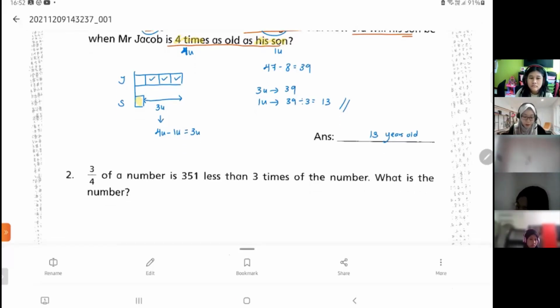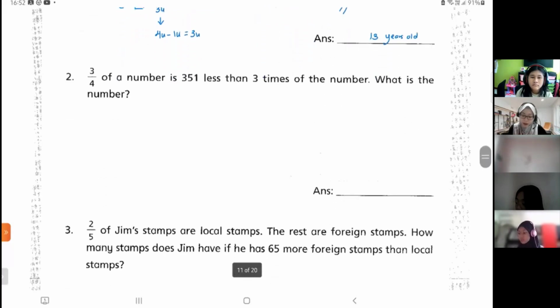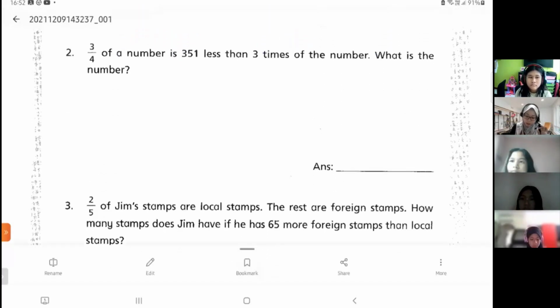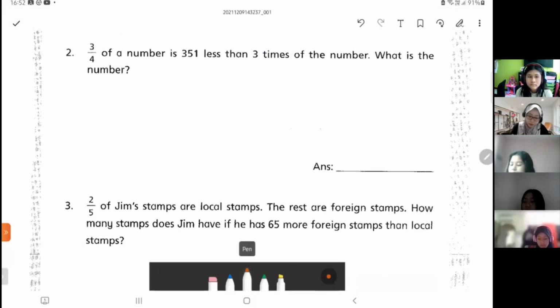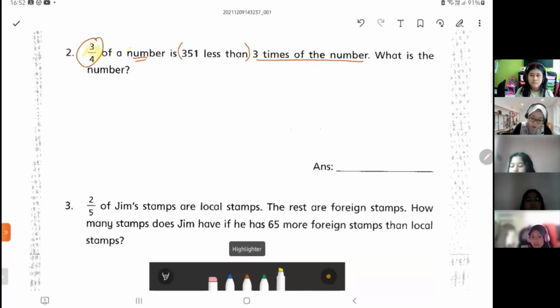Okay, next one. Just take note of the answer. You don't have to copy down the working if you got it wrong. Next one. 3/4 of a number is 351 less than 3 times of the number. So I'm going to work with this one first. 3/4 of the number. I do not know what the number is, but I know it's 3/4. 3/4 means 3 out of 4 parts, right?